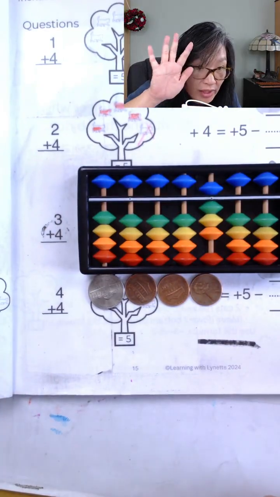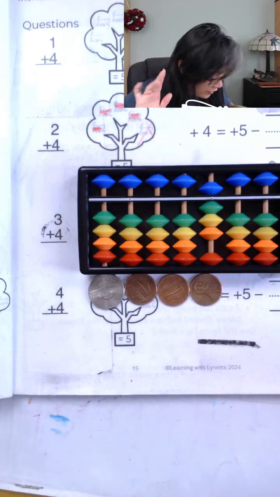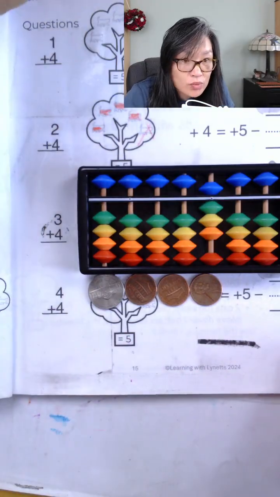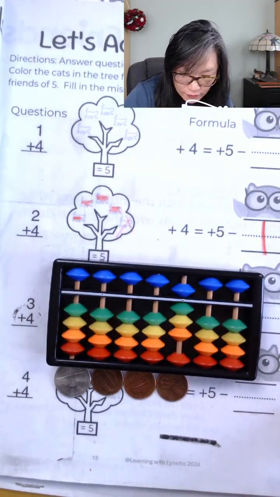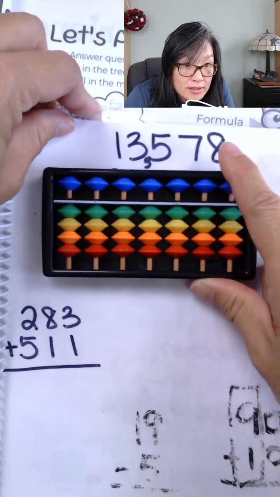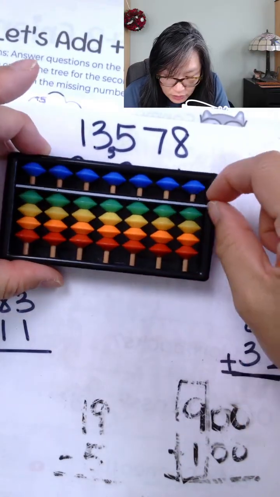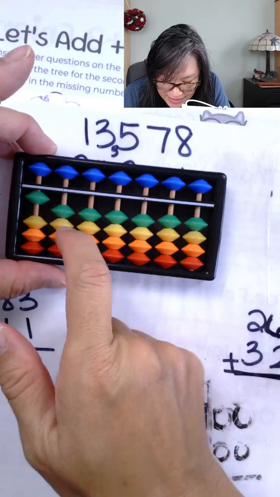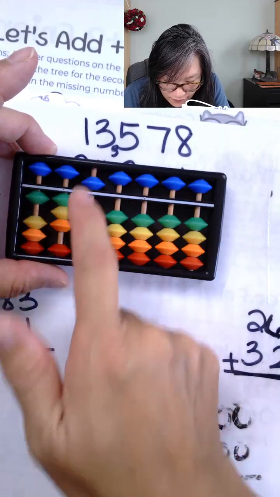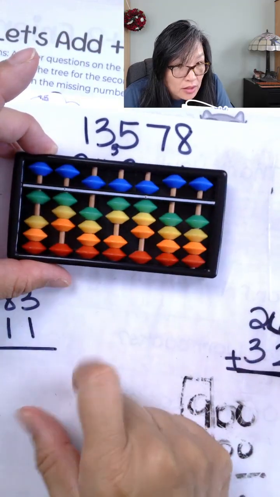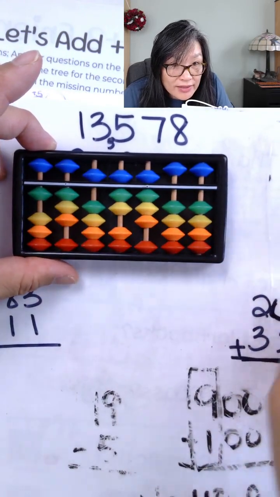Okay? We understand how to add a 4, right? Now guess what? Let's take it one step further. Let's make it 5 digits. And I'll show you when I do 5 digits. We're going to do 13,578. We got that, right?